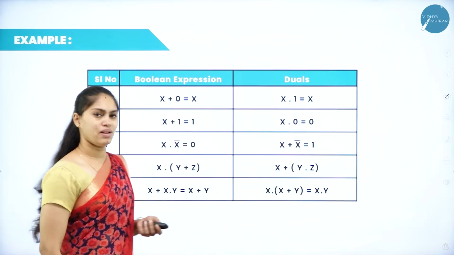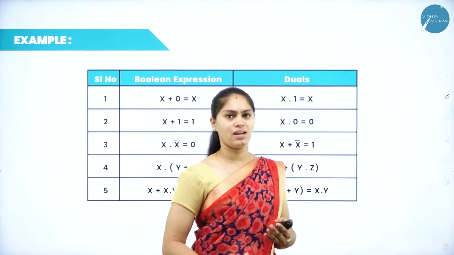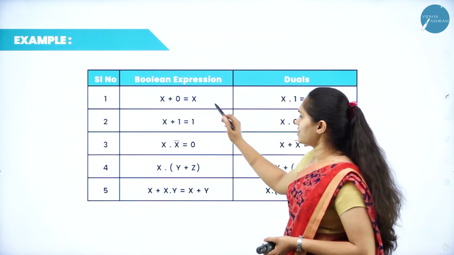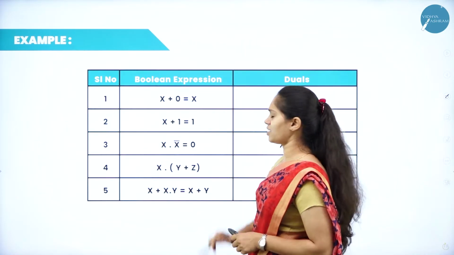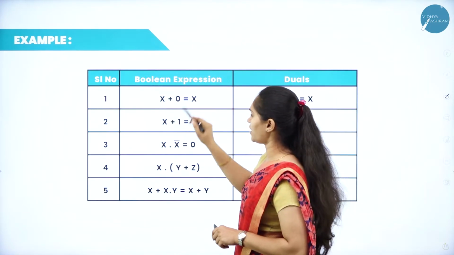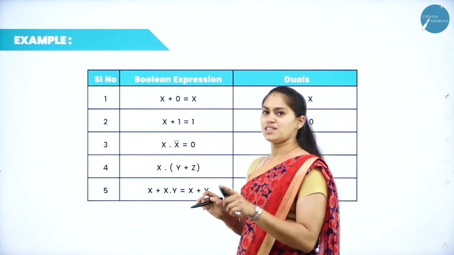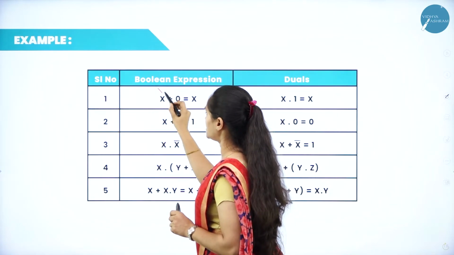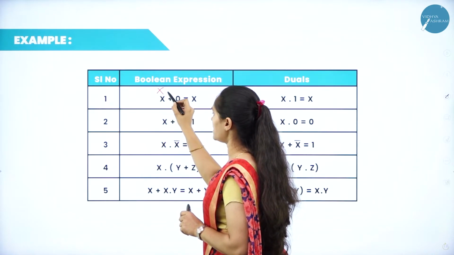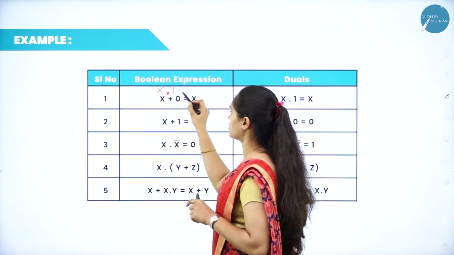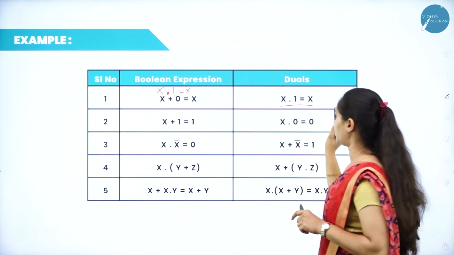What are the examples? Here I have mentioned some examples. This is the original Boolean expression, and that is the dual of this one. So x plus 0 is equal to x. In the place of x and x, no need to do anything. I just want to change the plus to product and 0 to 1. So here x will be as it is. In the place of plus, I will write product. In the place of 0, it will be 1. So that is x dot 1 is equal to x.